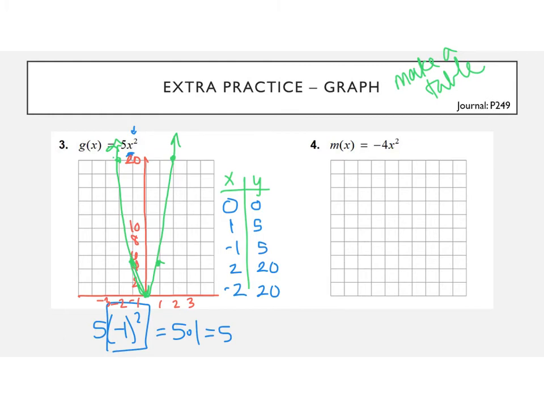All right. Hey, using the exact same x's we used, I want you to make the table for number 4. All you need to do, like pause it, make your table, and then come back and I'll finish graphing it with you.